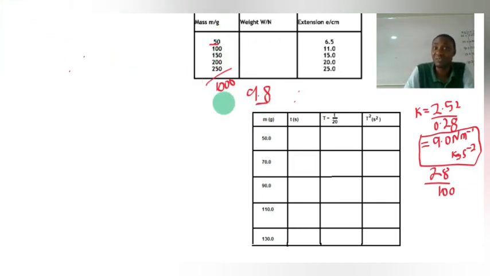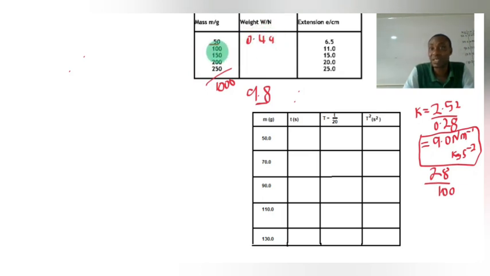So I'll start with 50 divided by 1000. Just press that on my calculator. There's no need for me to write it on the board. 50 divided by 1000 is 0.05. Then I'm going to multiply that by 9.8. That's going to give me 0.49 Newton.